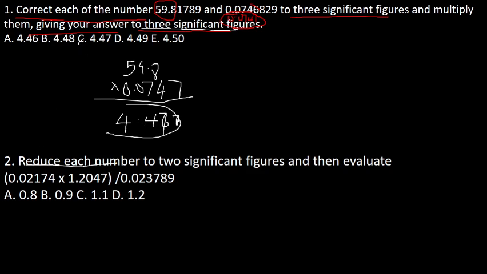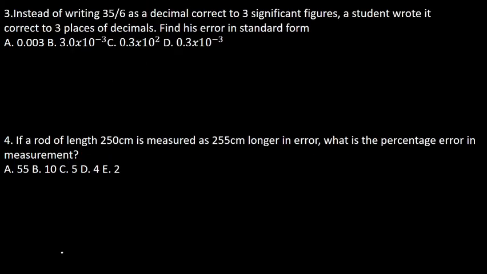Reduce each of these numbers to 2 significant figures and then evaluate. The 2 significant figures here is what? Here, you see, is 0.022, because you approximate this one, because we have 2 significant figures there. And this one is 1.2 multiplied by 1.2, divided by what? 2 significant figures, this is 0.024. So calculate your value. You are going to get your answer.